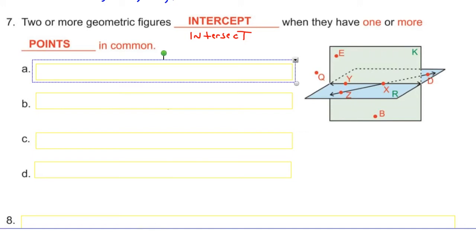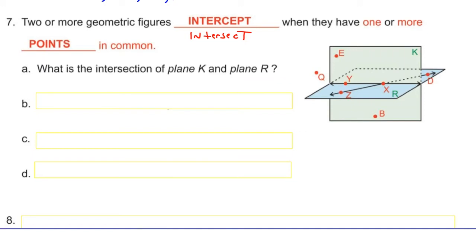All right, let's see if we can answer a couple questions. What is the intersection of plane K and plane R? What is the intersection of those 2 planes? First off, what is the shape? Is the intersection a point? Is the intersection a line? Is the intersection a plane? 2 planes intersect at exactly 1 line. And it's line XY. Whoops, that's not uppercase.